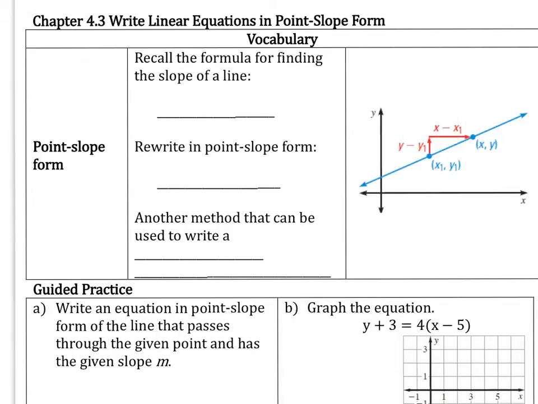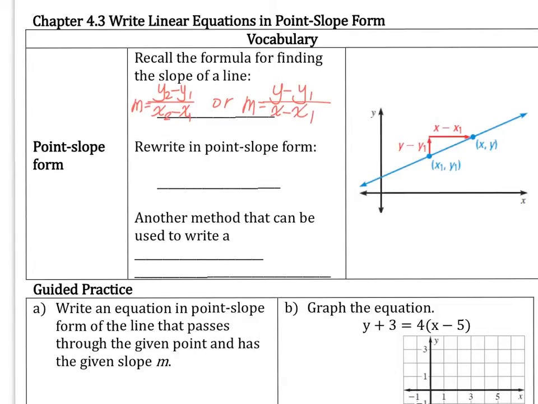4.3. In this lesson, we're going to learn about how to write linear functions in point-slope form. Recall the formula for finding the slope of a line. M equals y2 minus y1 over x2 minus x1. Or we can simply write it as M equals y minus y1 over x minus x1.